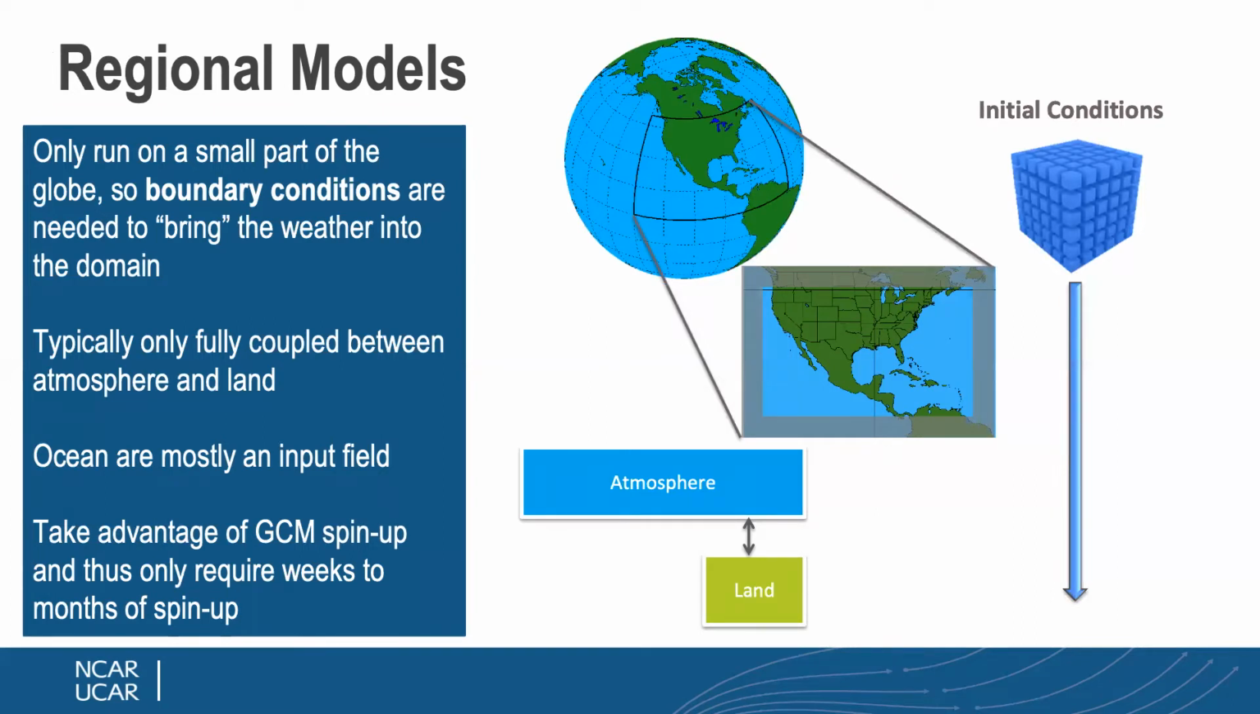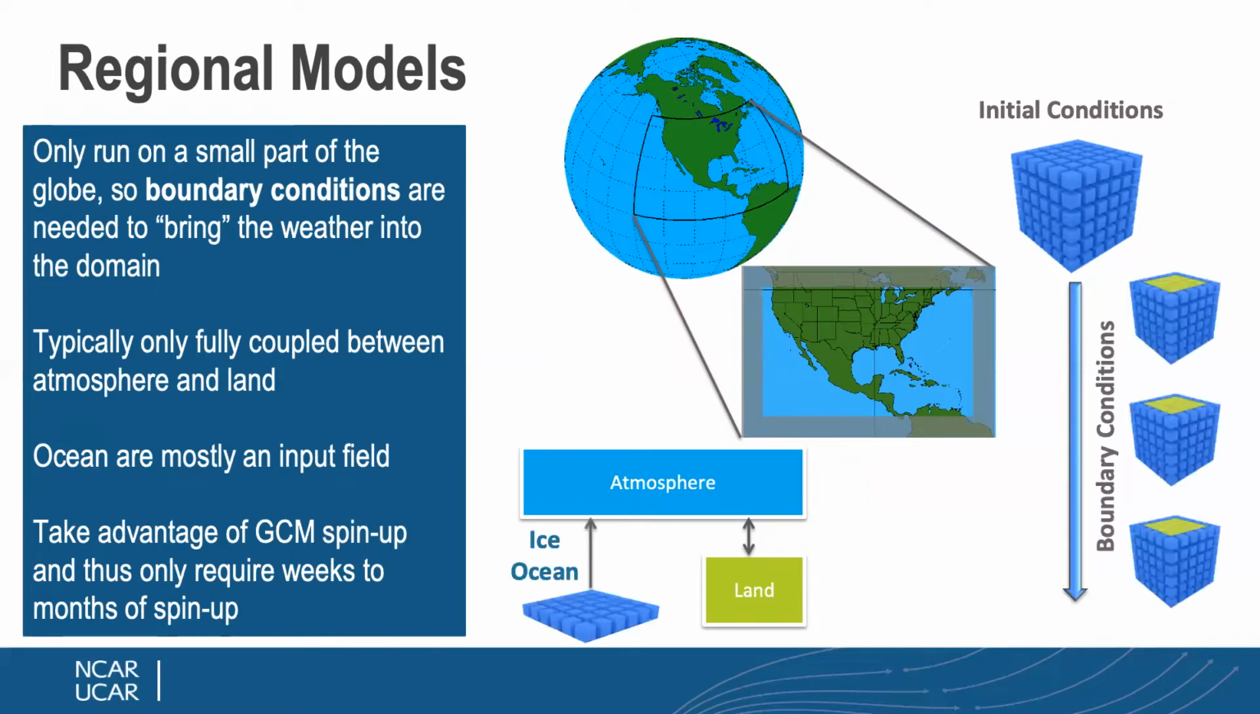These models also depend on initial conditions, but because they are on a limited area, we also need boundary conditions. And as you might have noticed, we do not have a fully coupled ocean, so we also need boundary conditions for the ocean. The advantage of these models is that they do not require very long spin-up time periods, typically weeks to months, because they take advantage of the spin-up that was done in the global climate models.